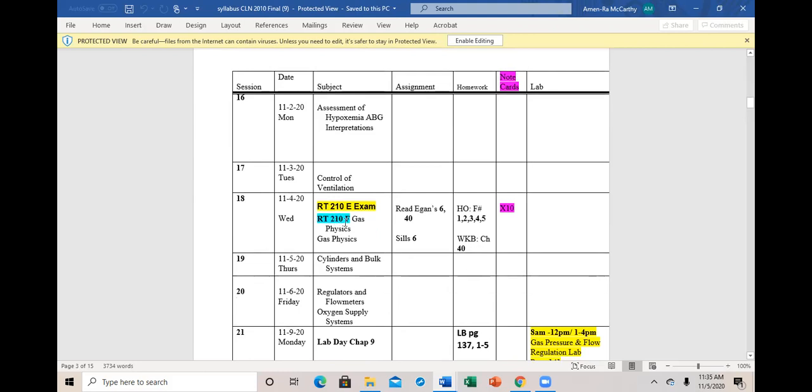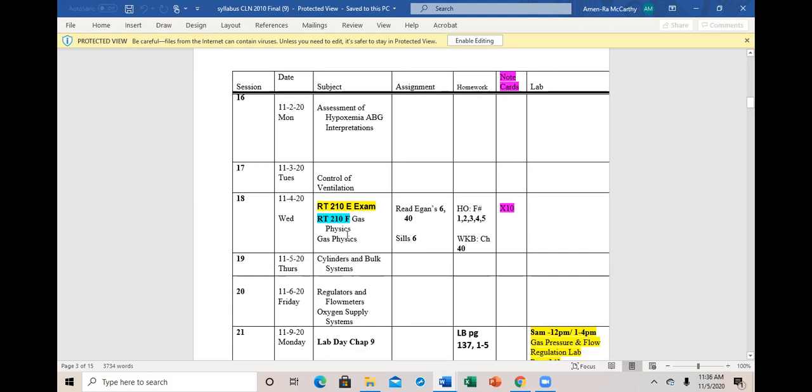So we started RT210F, which is gas physics, right? The chapters to read for tonight, guys, you need to be going over Egan's chapter 6 and chapter 40. Don't worry about the seals because we don't have that book in stock yet. I'll check on that today to see if it's here. But focus on Egan's chapter 6 and chapter 40. The homeworks on this one are 1, 2, 3, 4, and 5. And of course, don't worry about the workbook. I'm not going to make you do the workbook.